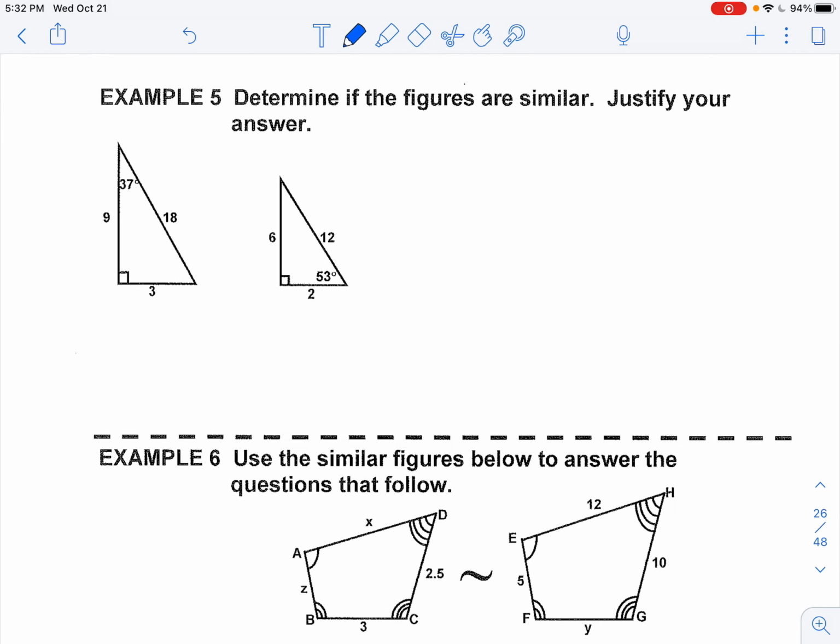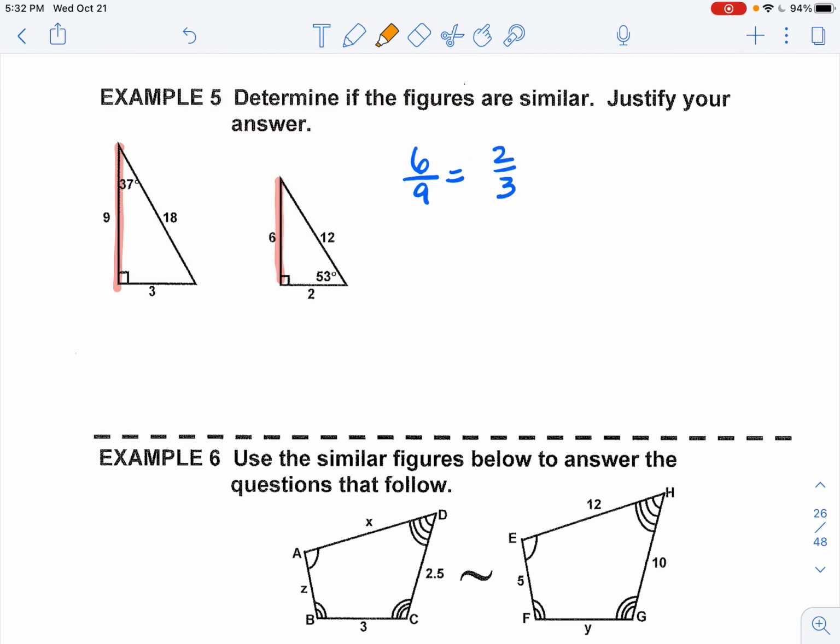Let's take a look at another example. It says, determine if the figures are similar and justify your answer. All right, so if these figures are similar, we're going to have the same proportion for every side. So let's start with just this side. Okay, so let's take the new divided by the old, and that reduces to 2 over 3.